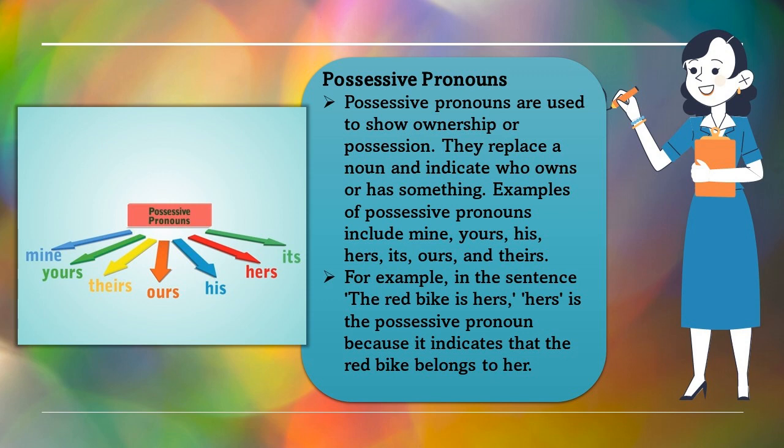For example, in the sentence, "The red bike is hers." Hers is the possessive pronoun because it indicates that the red bike belongs to her.